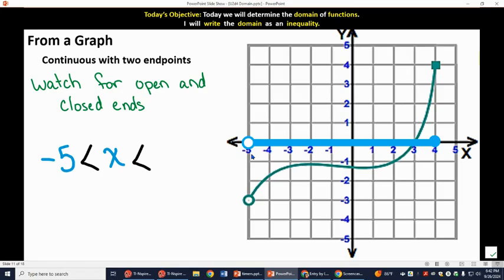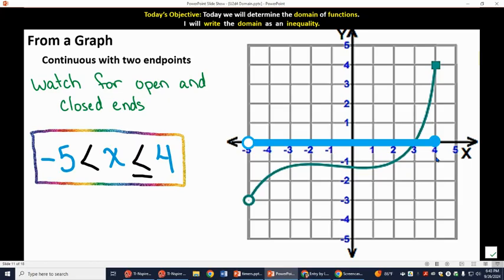Then I'm going to put another less than symbol and look at the other end. This end is filled in, so I do want an equal bar. And what is that biggest number? That biggest number is 4. So this is saying x can be in between -5 and 4, and it can equal the 4, but it can't equal the -5. That is the domain for this graph. Next example.